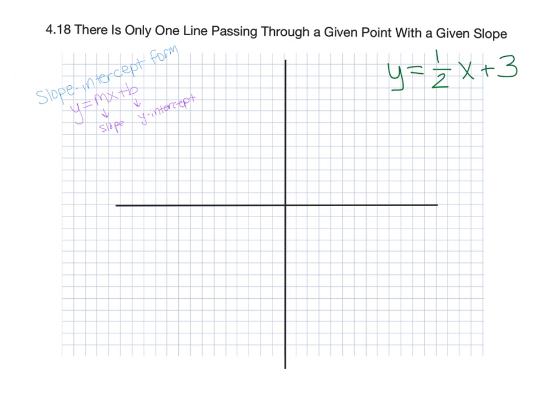So the first equation we want to look at is y equals 1/2 x plus 3. When I compare this to my slope-intercept form, I can see that my 1/2 is in my m spot, so that's my slope, and my plus 3 is in my plus b spot, so that is my y-intercept. So what I want to do is go up to my y-intercept of positive 3, right there, and then I'm going to count out my slope.